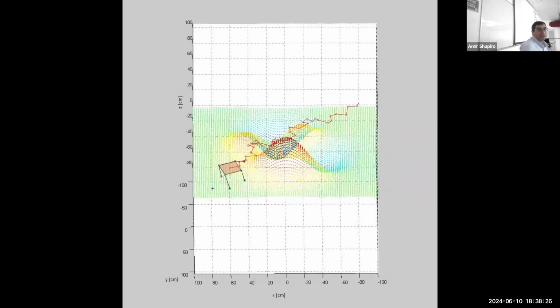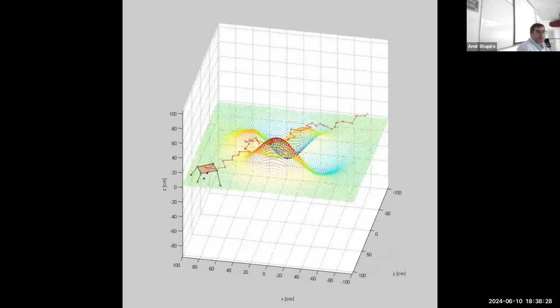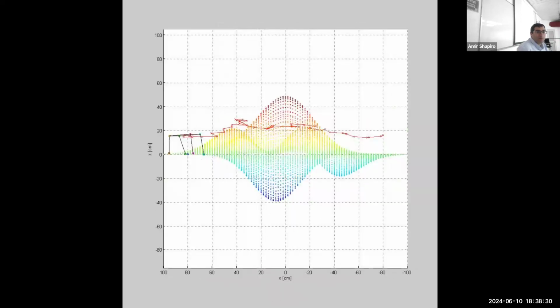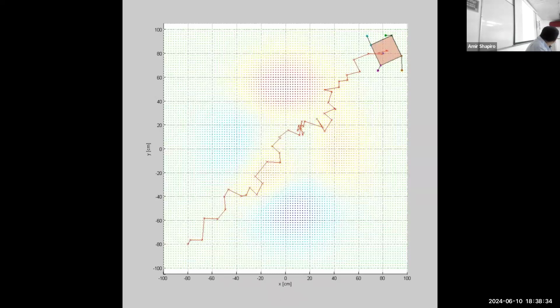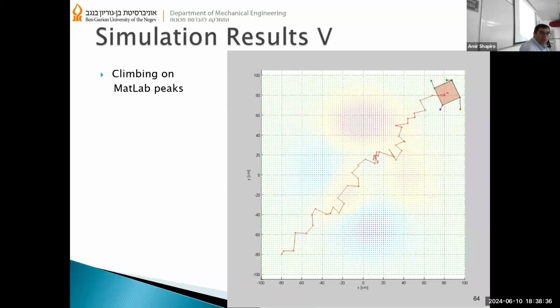As you can see here, the side view, and this is the actual motion.